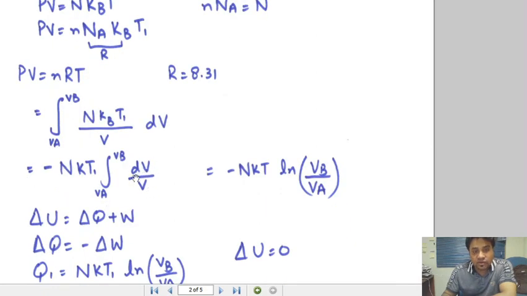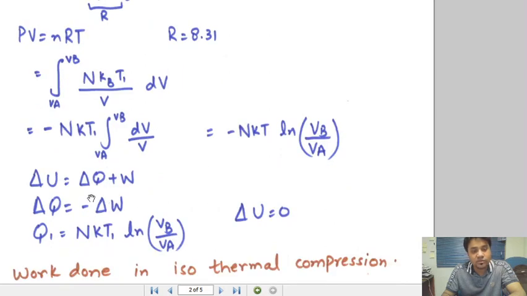So the integration of this integrand will be equal to log of V, and after putting these limits, you will have log of VB over VA. So the work done during an isothermal expansion will be equal to minus nk_B T1 log of VB over VA. And from the first law of thermodynamics, we'll have delta U equals delta Q plus delta W. Since this is an isothermal expansion, there is no change in temperature, so delta U is equal to 0. So delta Q will be equal to minus delta W.